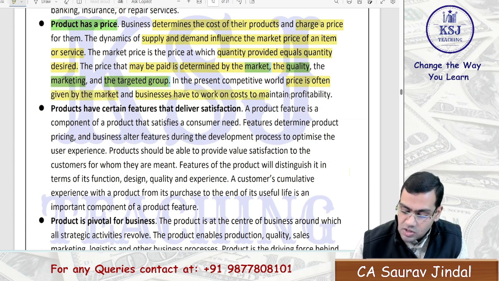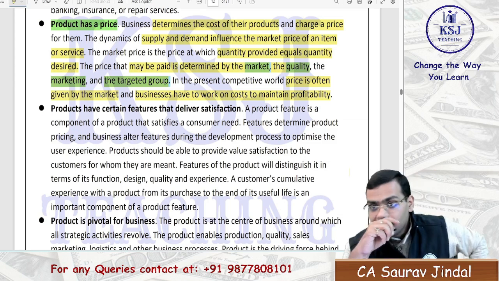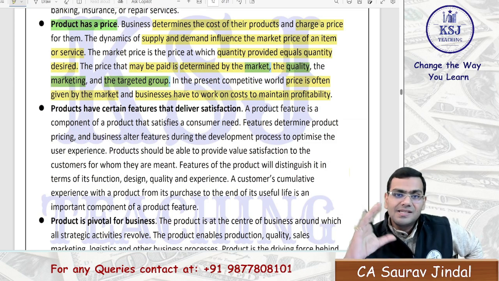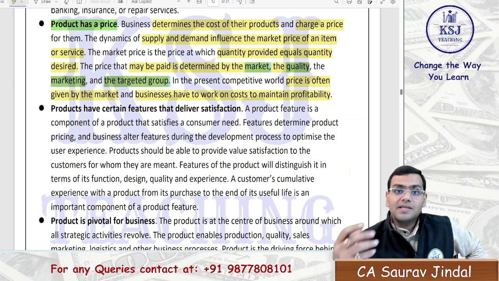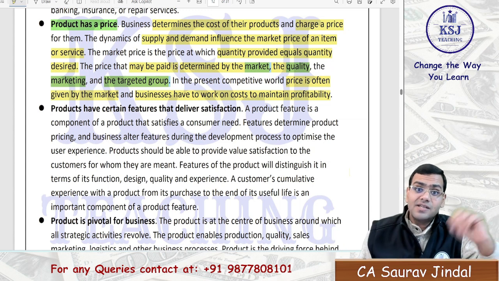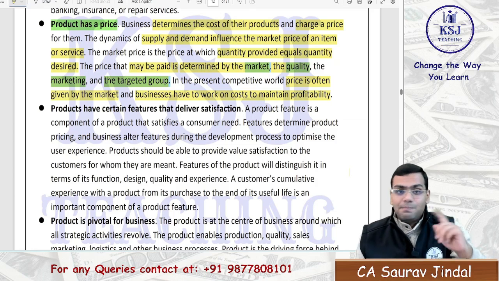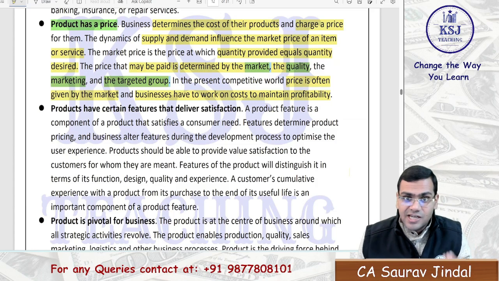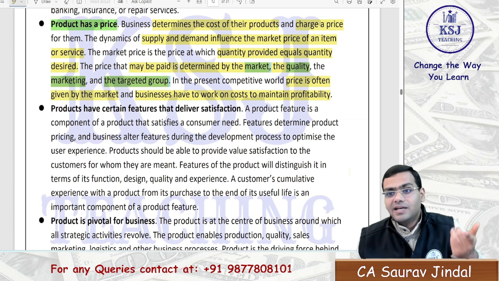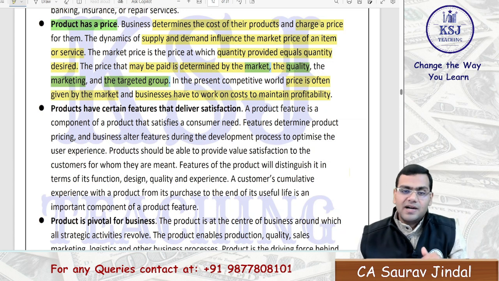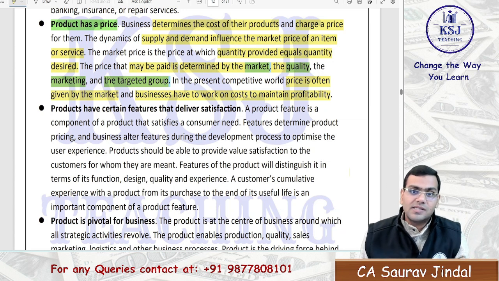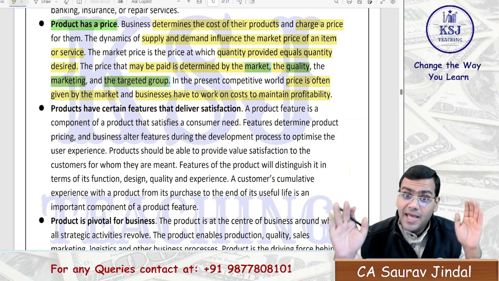So in the present competitive world, the price is often given by the market, and the business has to work on the cost to maintain profitability. He says in today's competitive world, the business cannot decide what price is to be charged. The market will decide what they are ready to pay for the product. In fact, the market is the dominant factor here, and the market is going to decide what price they are ready to pay, right?